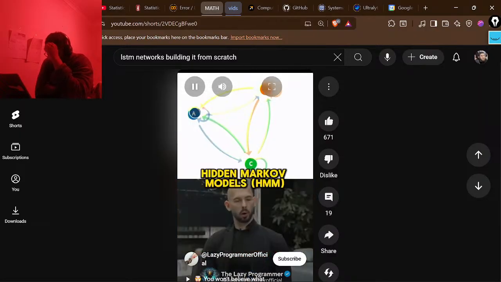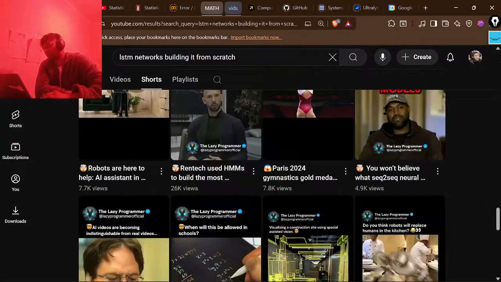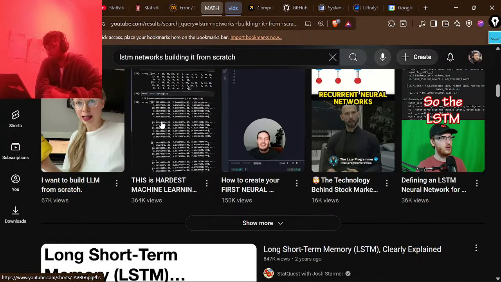Do you know about hidden Markov models in algorithmic trading? I know Renaissance Tech. Have you heard of recurrent neural networks in machine learning? No, what are they? RNN.